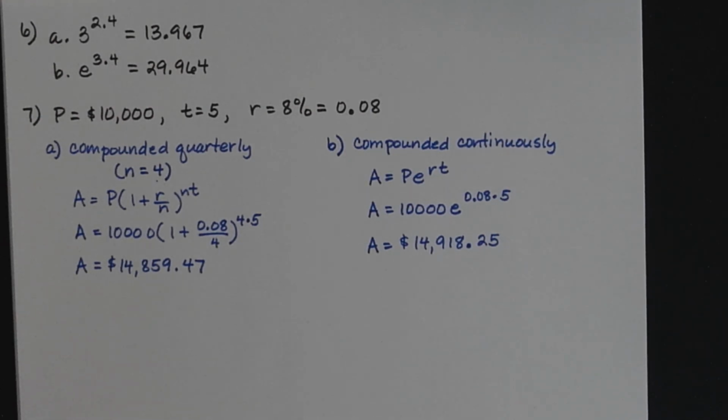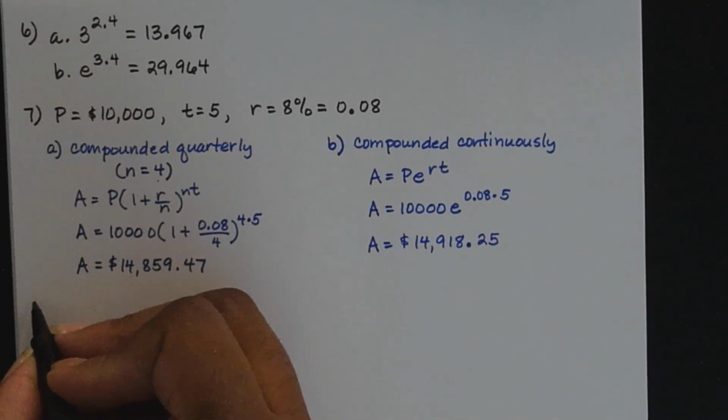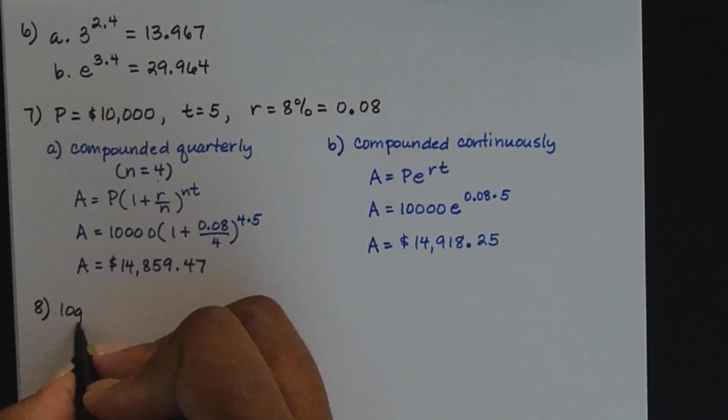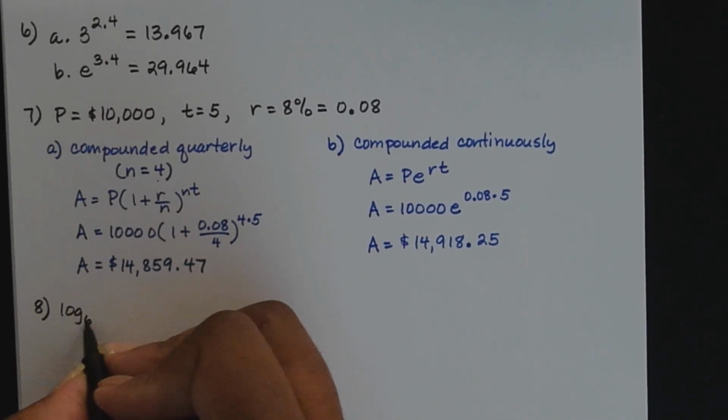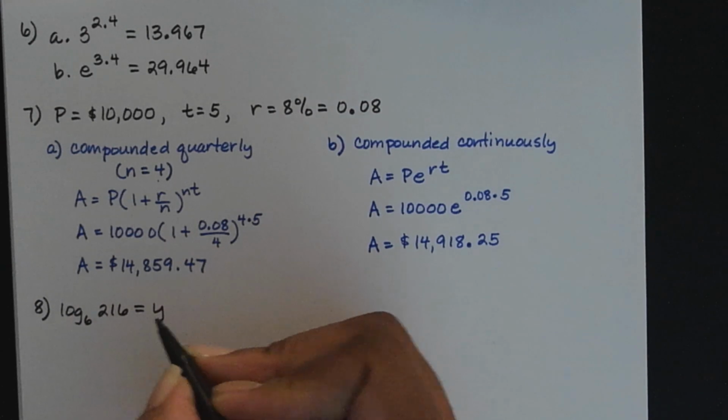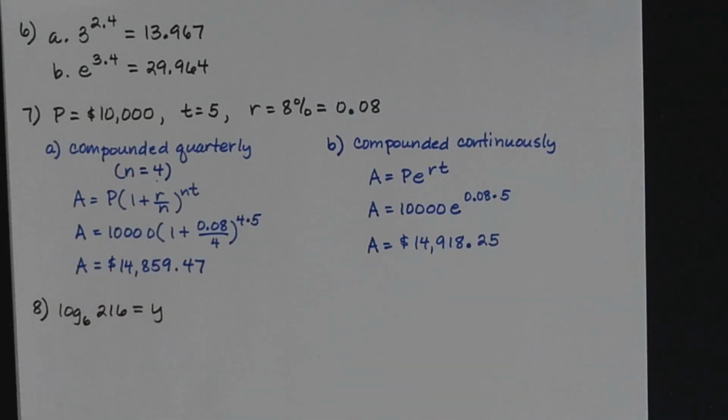All right, number 8 is to write the equation log to the base 6 of 216 equals y in its equivalent exponential form. So here we're going to write this logarithmic equation in its equivalent exponential form.